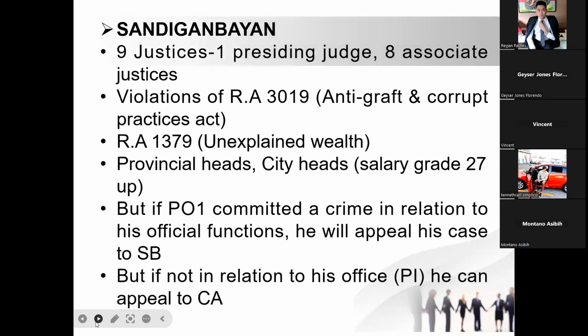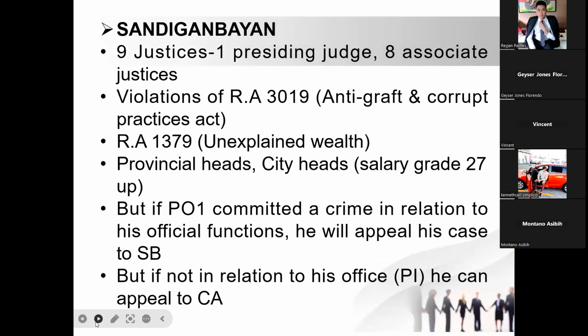Then, of course, we have the Sandigan Bayan. Okay? Ang Sandigan Bayan, that is composed of 9 justices, class, 1 presiding judge, and 8 associate justices. Of course, ang sinisettle nila, class, ang violation of Republic Act 3019, yung Anti-Graft and Corrupt Practices Act. Then of course, we have the RA 1379, yun na Unexplained Wealth Act. Yung bigla na lang yumaman, nung pagpasok niya sa government, wala naman talaga silang ari-arian. Kaya ang tawag natin doon is Unexplained Wealth Act. Okay, unexplained wealth. Saan niya ba kinuha ngayon ang tinatawag natin na kayamanan nila?